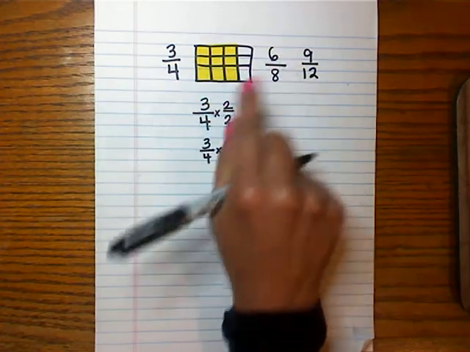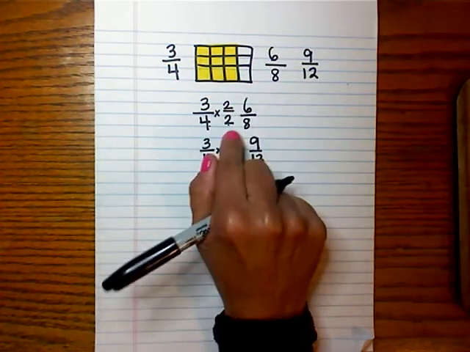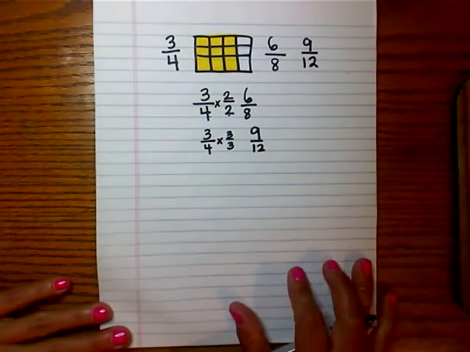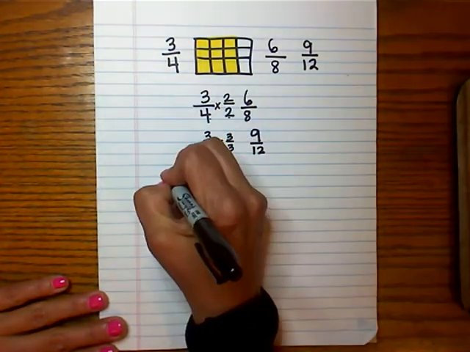Blair did up here, or if you're really super duper in math and multiplication, you can do this right here. All right, let me do another one for you, okay? Are you ready? Let's try 2/3.